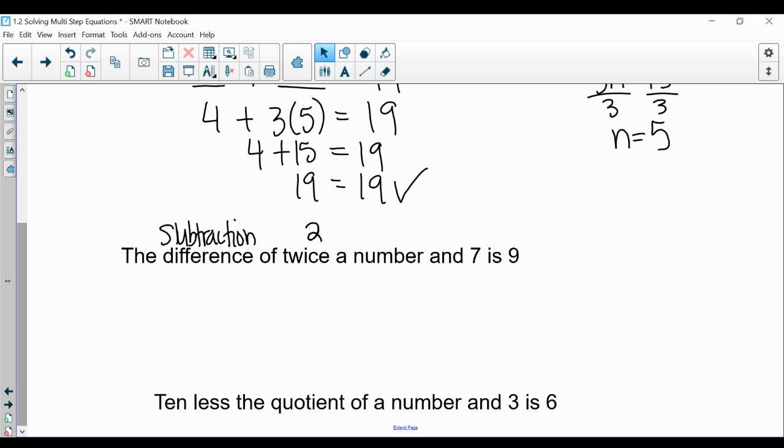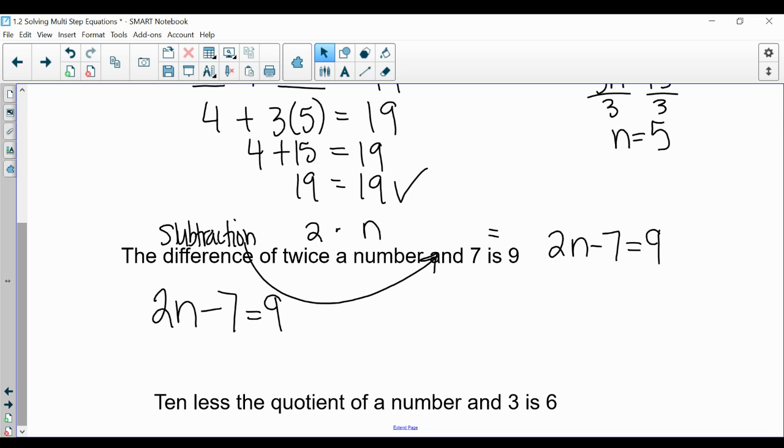So twice a number. So my number is my variable again. And 7. So the subtraction goes there. And is just like a placeholder. Is 9. So 2n minus 7 equals 9. So that's what I came up with. So let's just solve it and check it to see if I got it right.